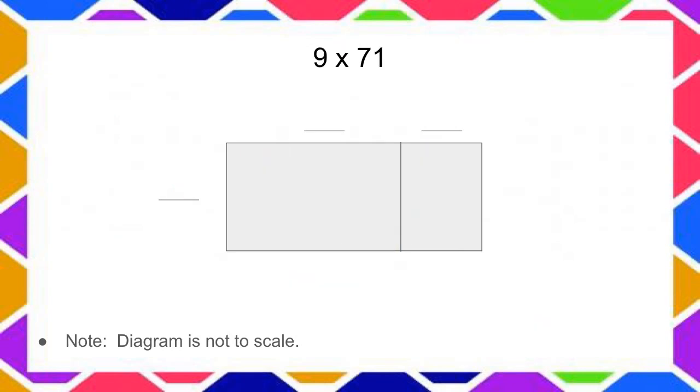All right, let's do the same thing for this one. I have a 9 times 71. Well, I can multiply by 9s, but I have a hard time multiplying by 71s. So I'm going to decompose that number. I'm going to split it up into a 70 and a 1. That means that this area right here is 9 by 70.